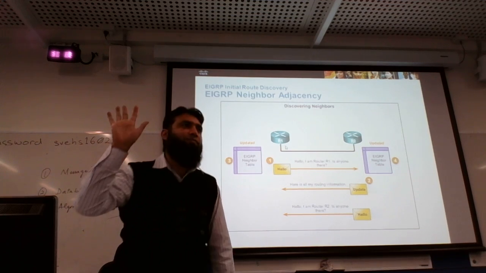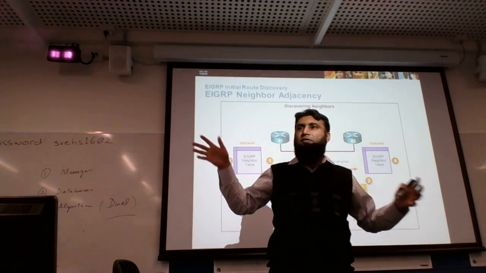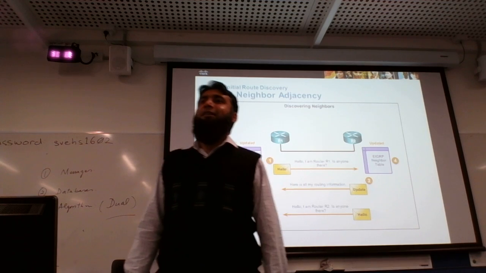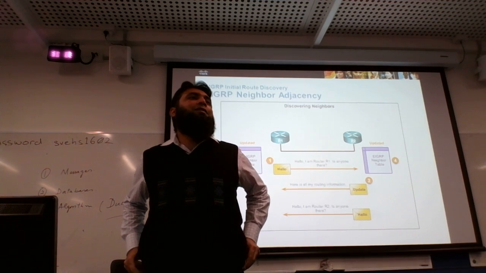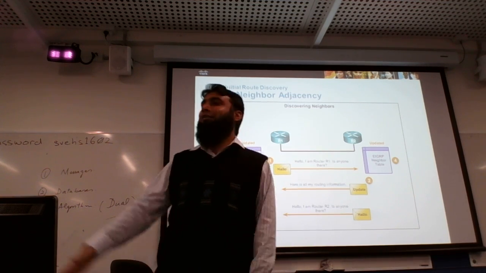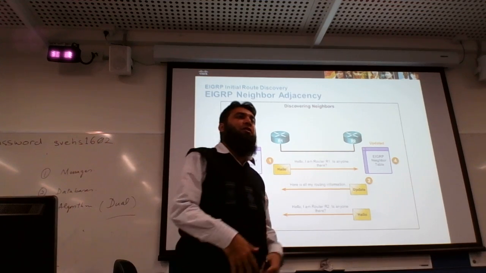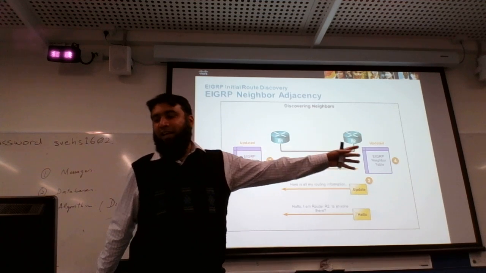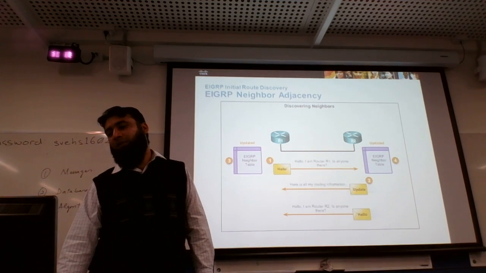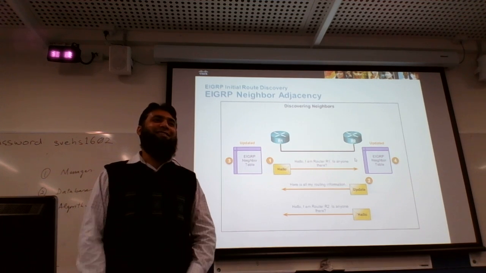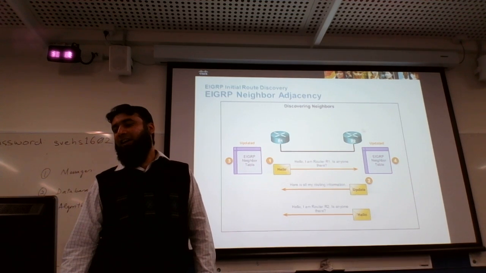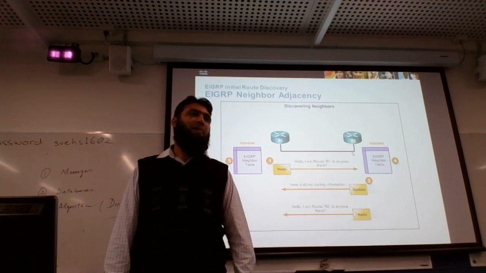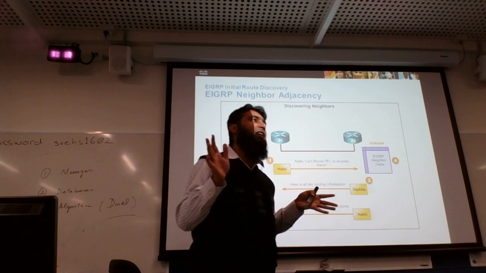Hello is just like if a new neighbor settles in next door. What we do is just go there and say hello, and in response he says hello as well. So it's just the same thing. I'm just saying to the other router, hello, I am router 1, and are you there? It's just that message. And then in response to that, this router will also send a hello. So that is the start of neighbor adjacency.